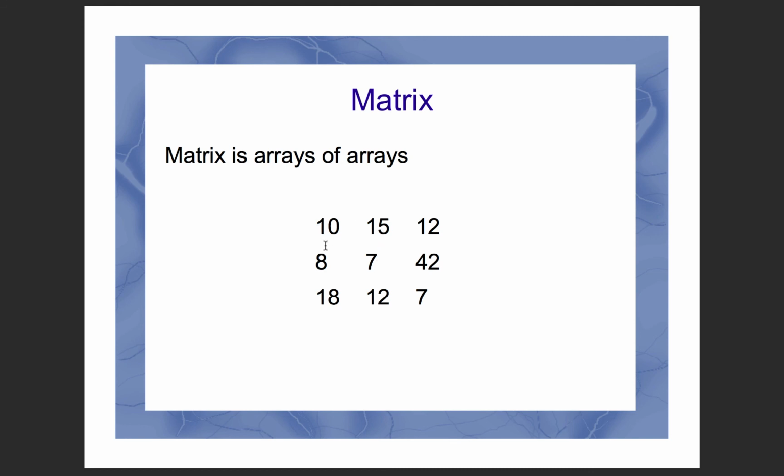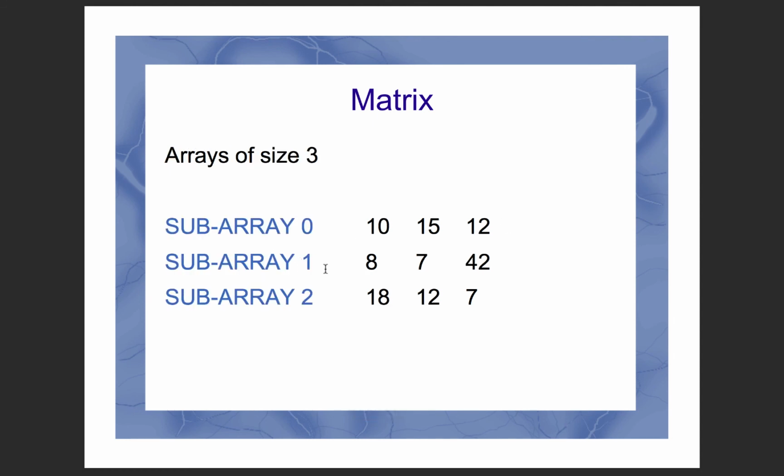You can call a matrix an array of arrays. Why is it an array of arrays? You can consider this one is an array, this one is an array, this one is an array, and the whole thing is an array of arrays. So this one is a sub array. As I said, this one is sub array 1, this one is sub array 2, and the whole thing is an array of size 3. So a matrix is kind of an array of arrays.